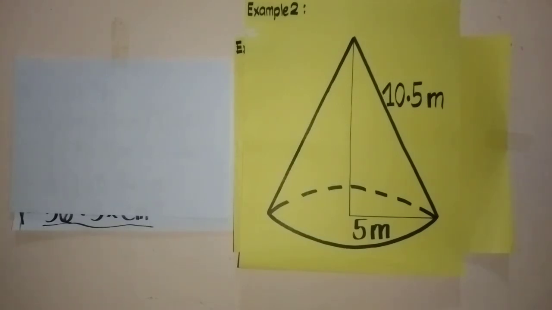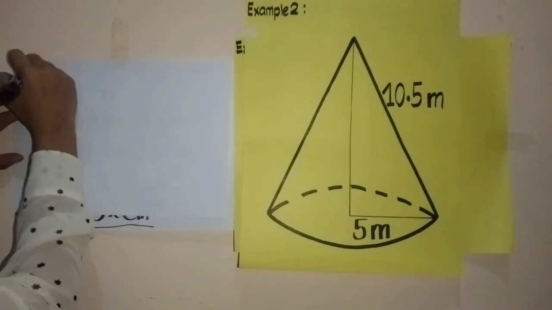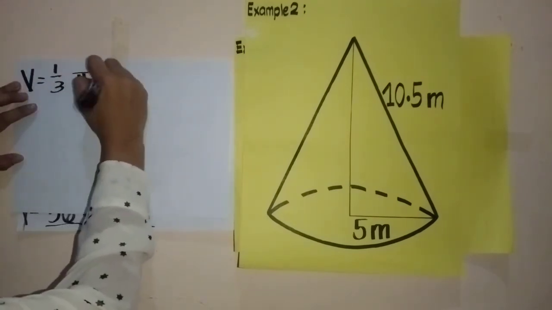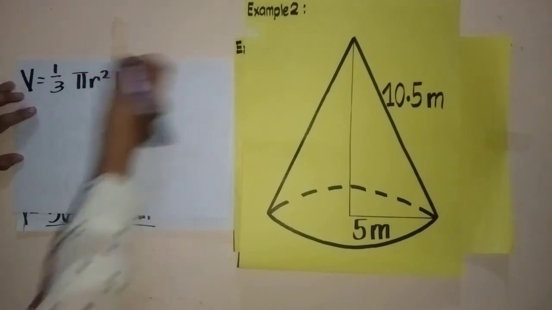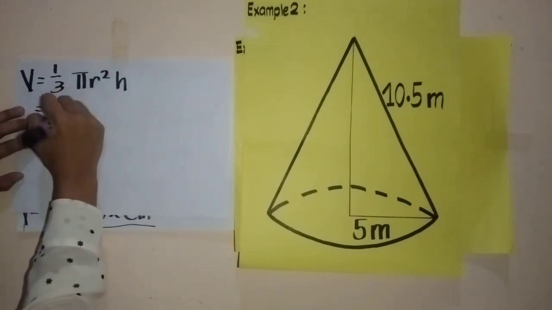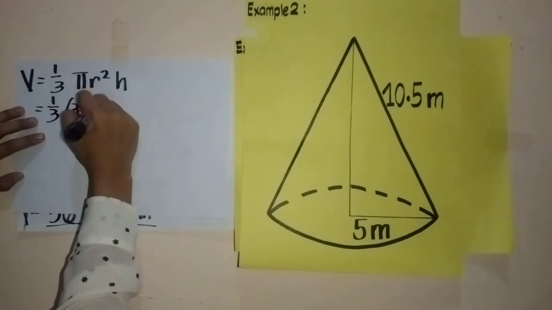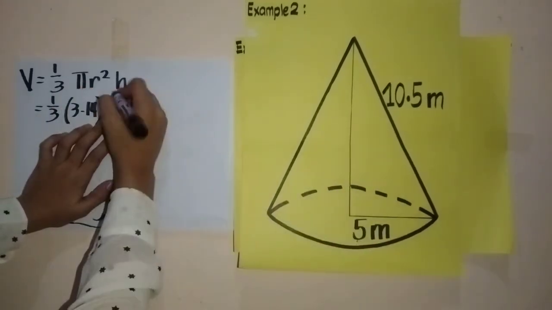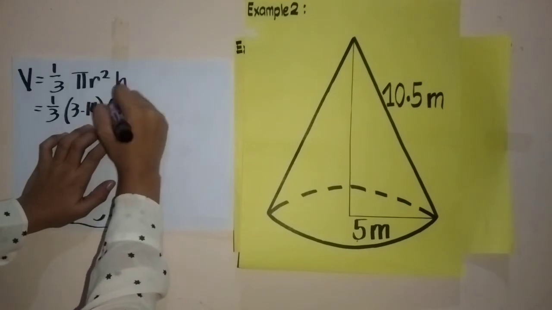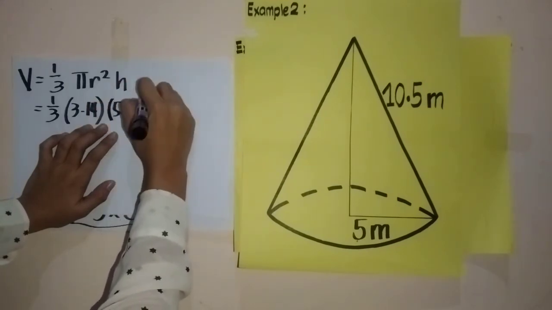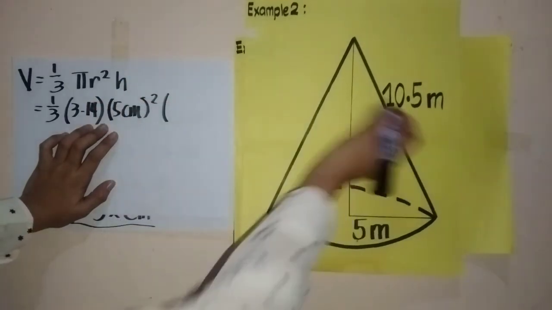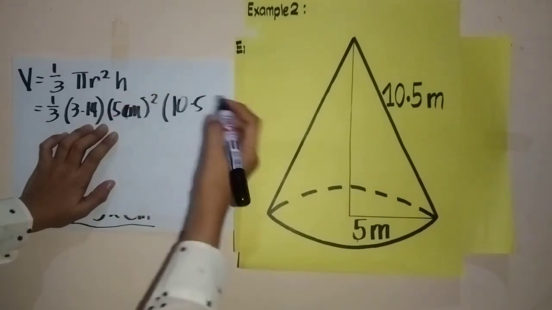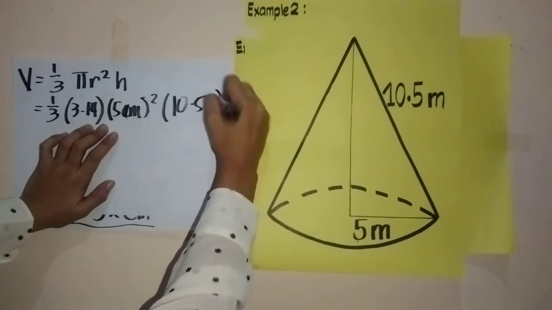So we have the formula: volume equals one-third pi radius squared times height. So one-third, constant 3.14 for pi, radius is equal to 5 centimeters, 5 centimeters squared, times 10.5 meters rather.